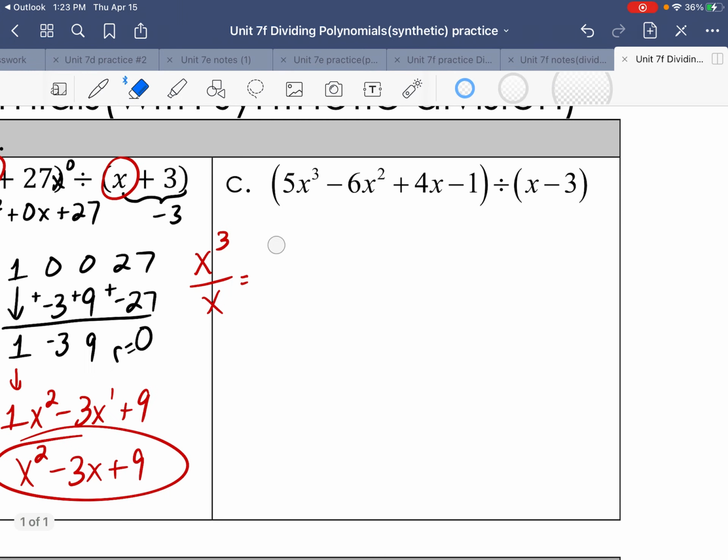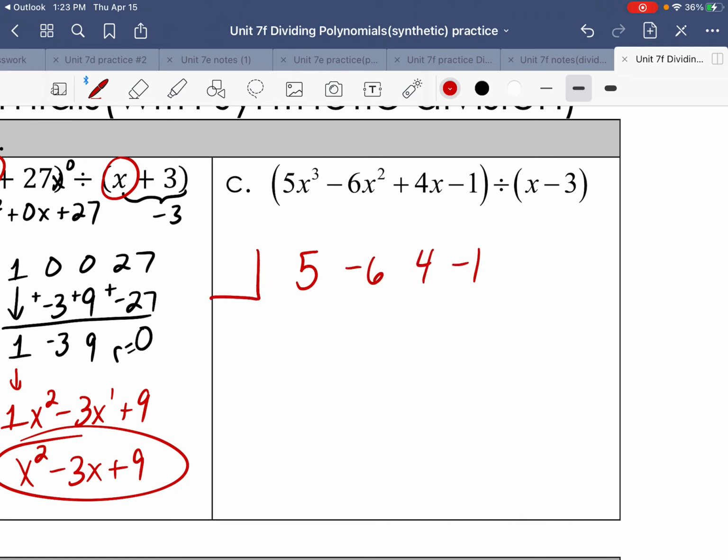And looking at our next problem, we have exponents 3, 2, 1, 0. Awesome. Cool. So we have no missing terms. Next, look at your coefficients. We have 5, -6, 4, -1. What goes in the backwards little box? Well, this is x minus 3, so it's going to be a positive 3.